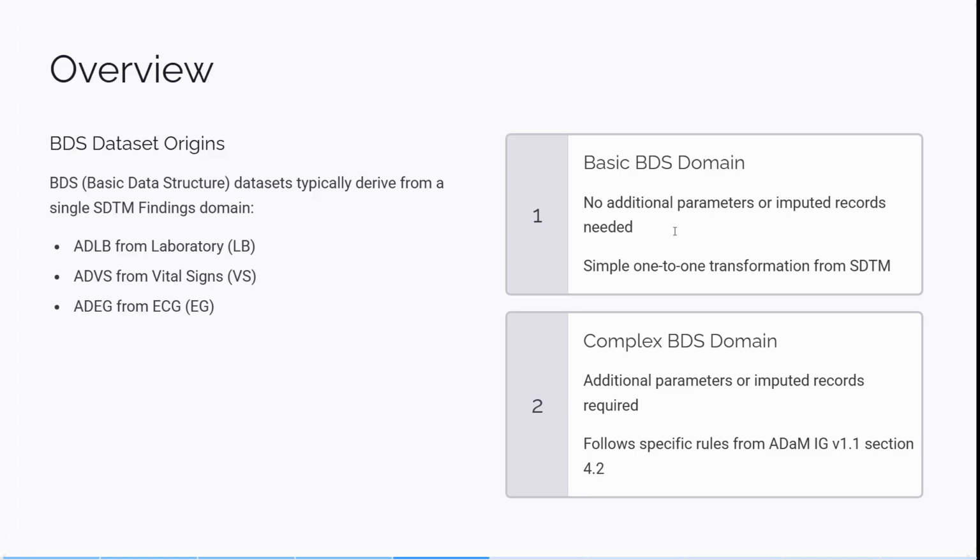So what is the difference? If it is a basic one, you don't need to create any additional parameters or any imputed records, just transform from SDTM. When you come to the complex BDS domain, there will be some additional imputed records or additional parameters you have to create.